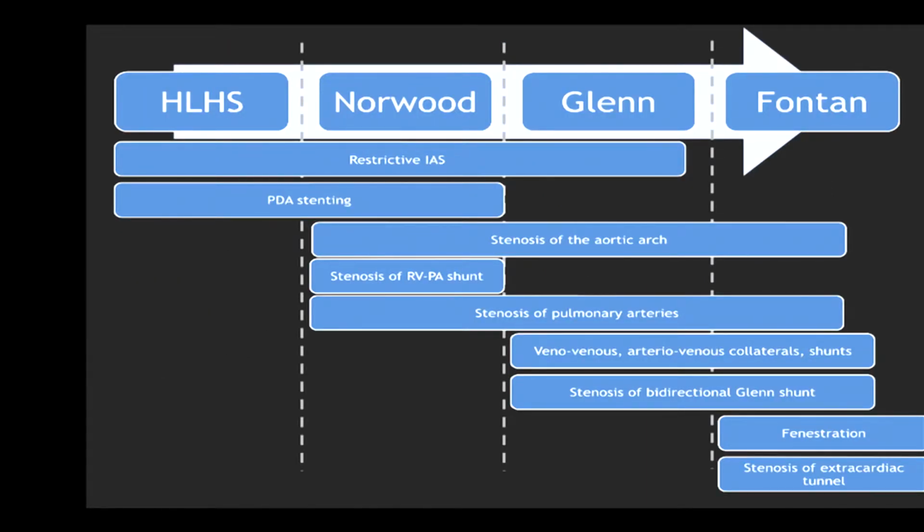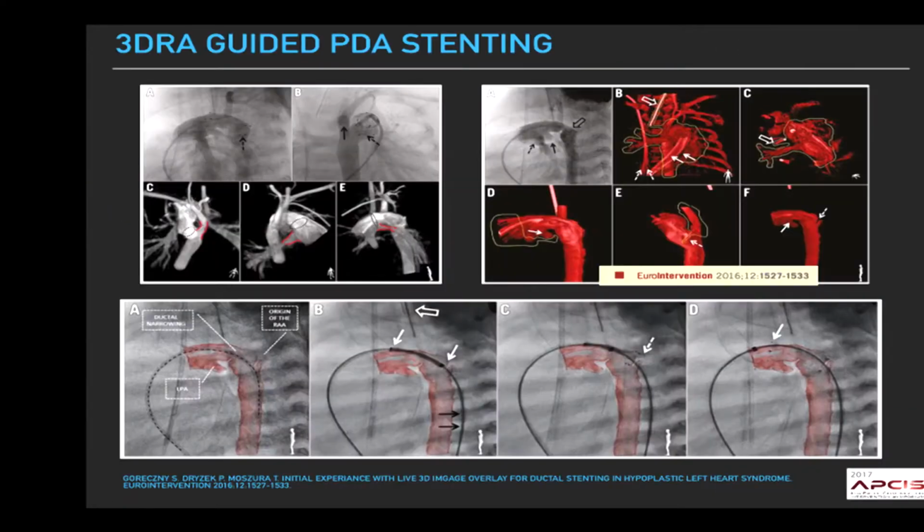Okay, so yesterday I mentioned we typically go through the Norwood-Glenn-Fontan sequence, and we've used 3D array in almost all, except we did use 3D array for restrictive intra-atrial septum, but I'll just show you some of the examples. Yesterday I showed you PDA stenting, so I'm not going back to that, but what I want to emphasize is that in that paper we were able to show that 3D guided ductal stenting comes with lower radiation and similar contrast exposure to 2D angiography.